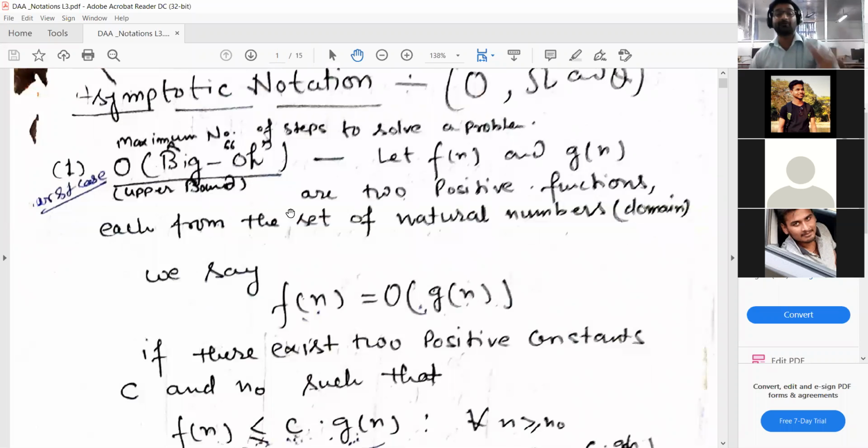So big O notation को आप समझ सकते हैं worst case analysis. What is the big O notation? Big O notation is used to express the worst case analysis scenario. ठीक है, अब worst case का मतलब क्या होता है? The maximum number of steps to solve a problem. ठीक है, maximum number of steps.